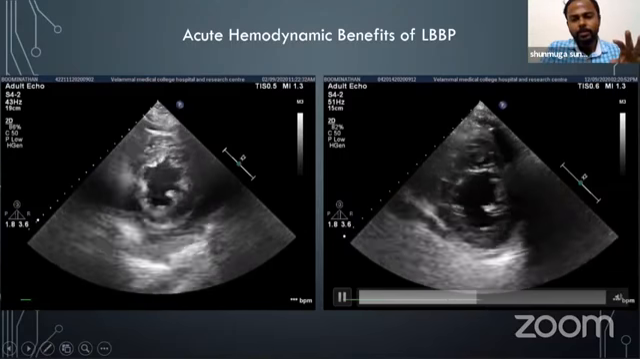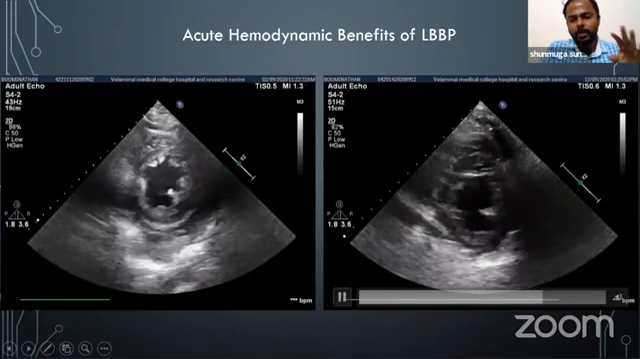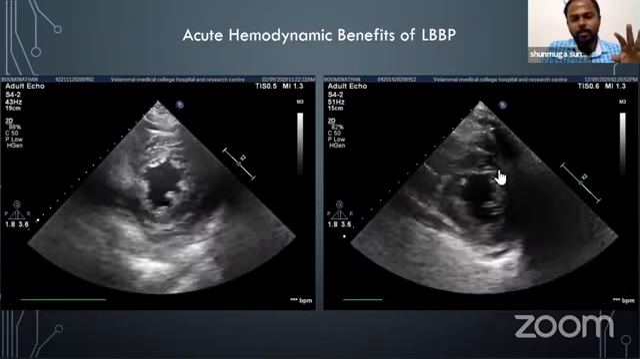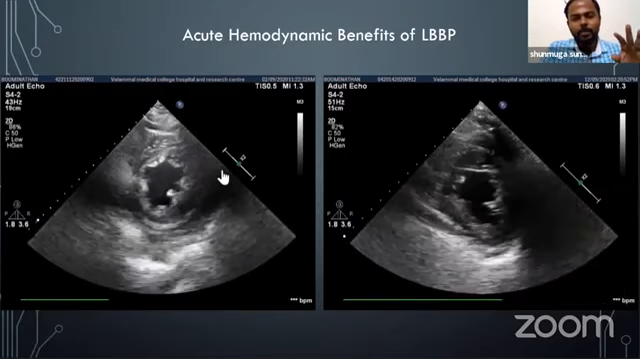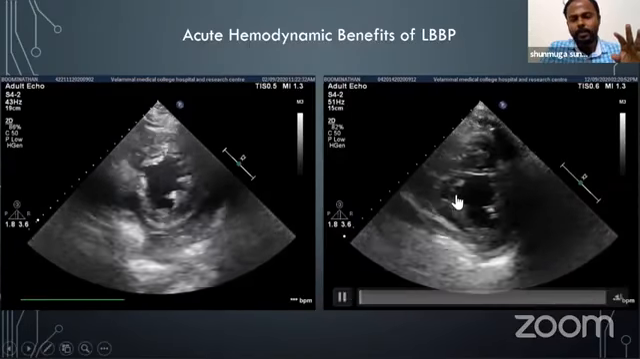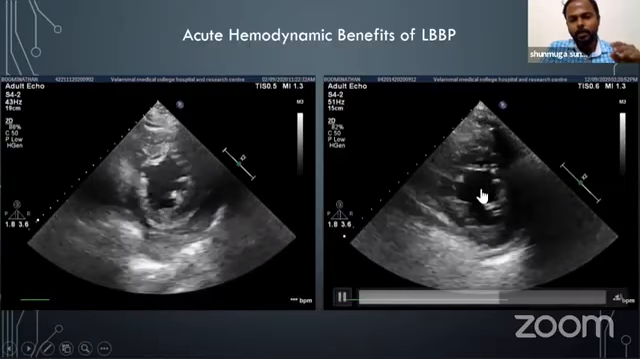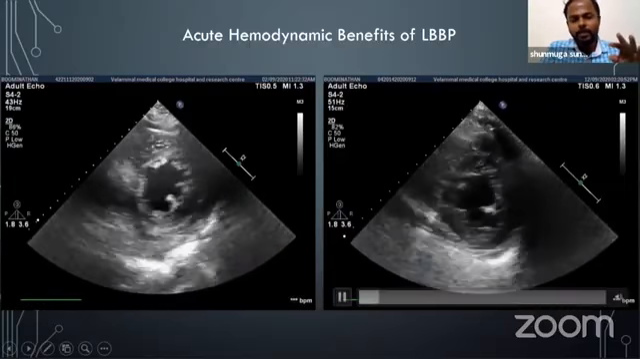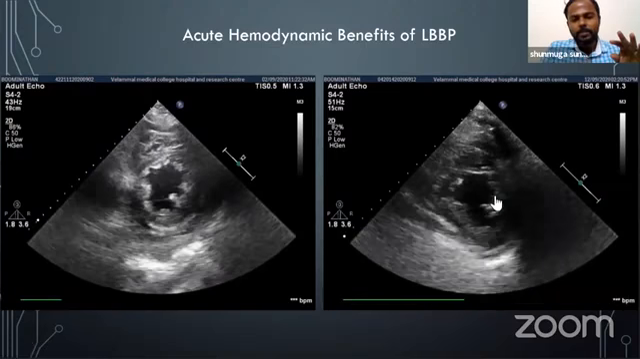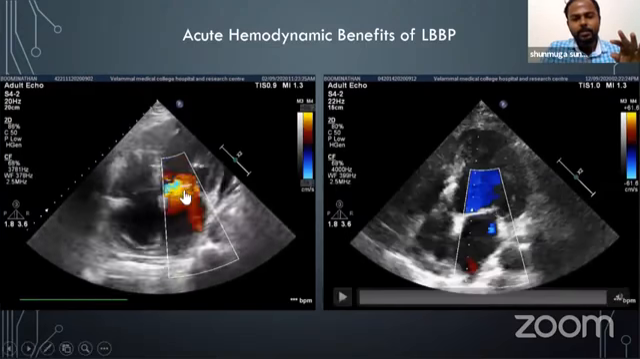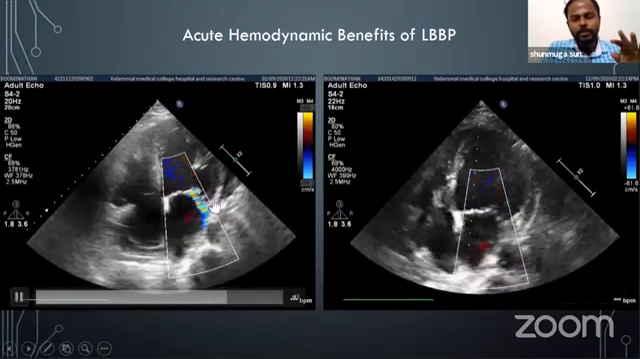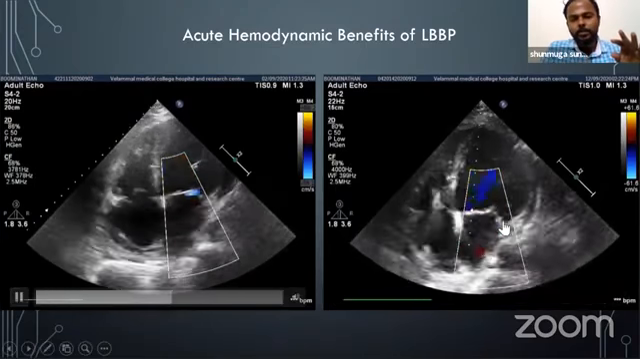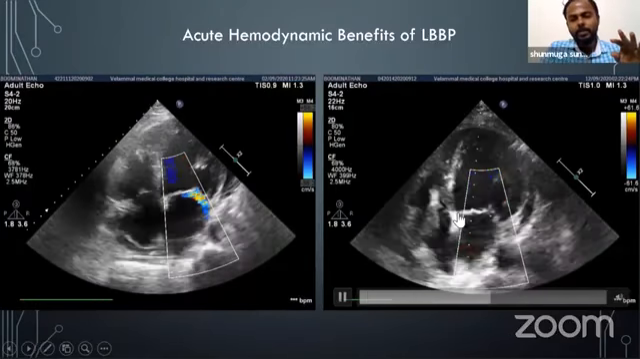We didn't do anything, just screwed the lead into the left bundle, put a lead in the RA, and connected to a dual chamber pacemaker, and the contraction has improved beautifully from an ejection fraction of close to 25% to close to 45% in a period of 7 days. And surprisingly, the mitral regurgitation, which was close to 3+ before the procedure, was reduced to close to 1+ after 7 days of implantation.